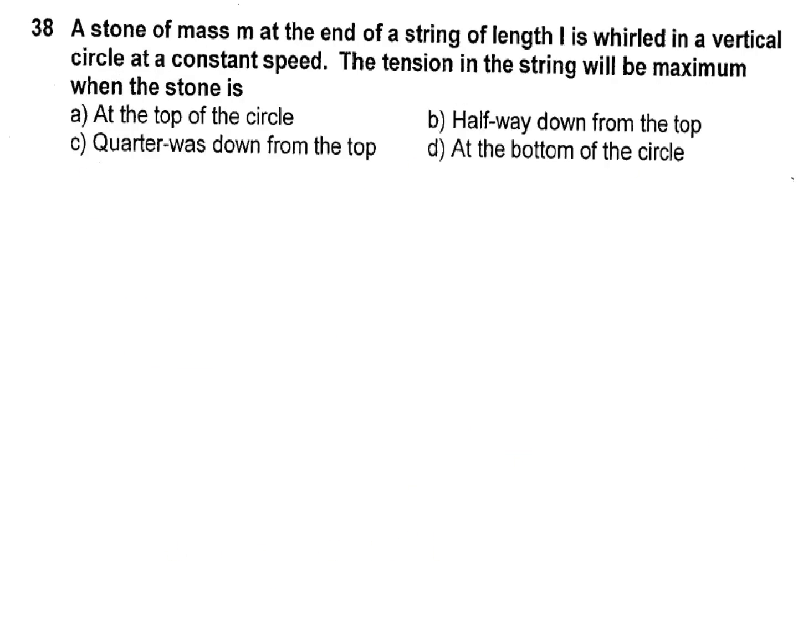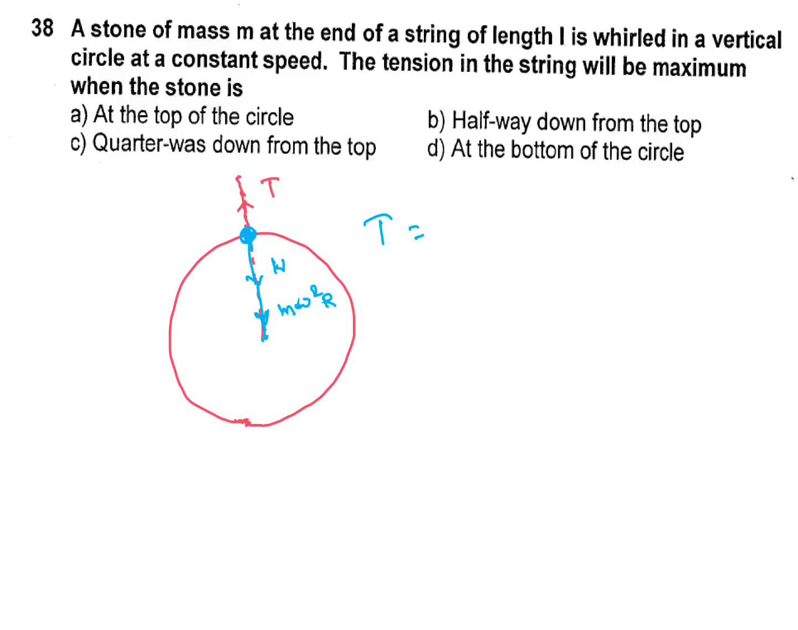A stone of mass m at the end of a string of length L is whirled in a vertical circle at a constant speed. The tension in the string will be maximum when the stone is at which point? Maximum tension. Here, tension is our reactive force. In this case, when it is at the top, mg or W plus centrifugal force m omega square r, both are downward. So in this case T equals W plus m omega square r.